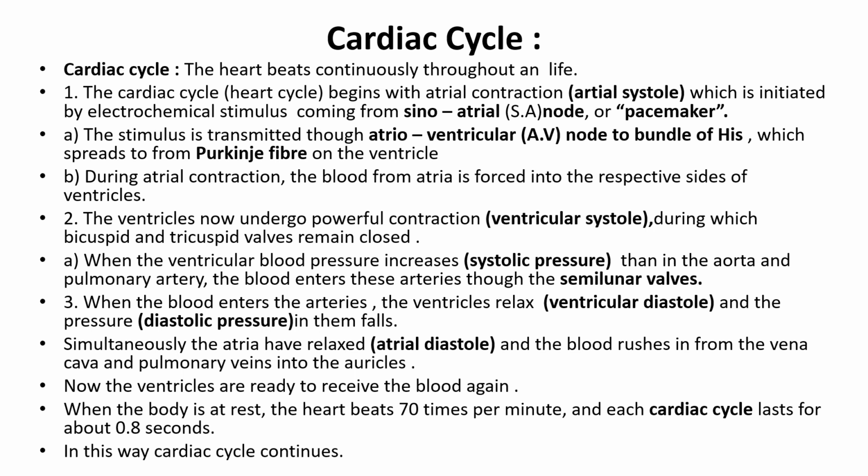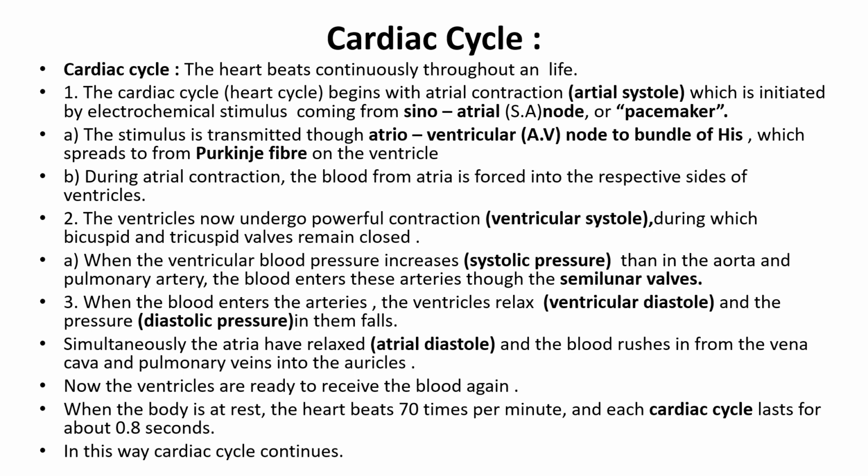The ventricles now undergo powerful contraction, that is ventricular systole, during which the bicuspid and tricuspid valves remain closed. When the ventricular blood pressure increases, that is systolic pressure, the blood enters the aorta and pulmonary artery through the semilunar valves, that is the aortic and pulmonary valves. When the blood enters the arteries, the ventricles relax, which is called ventricular diastole, and the pressure, the diastolic pressure, then falls.